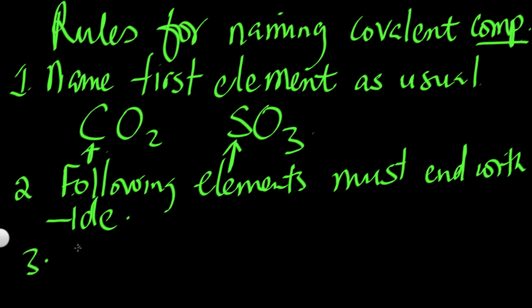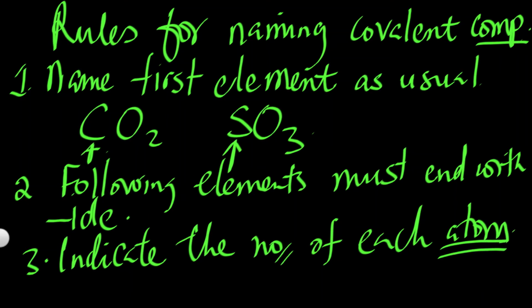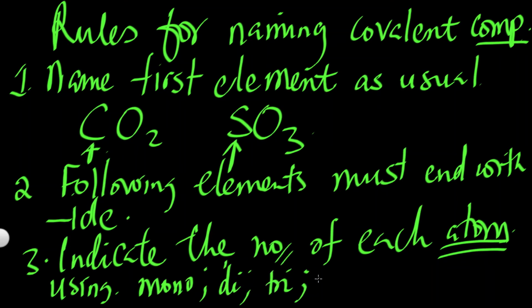Then, rule number 3, indicate the number of each atom. Sulfur is here. There's 1 sulfur. There are 3 oxygens. So we indicate the number of each atom using mono, di, tri, tetra, etc. Mono for 1, di for 2, tri for 3, tetra for 4, penta for 5, hexa for 6, hepta for 7, octa for 8, nona for 9, and deca for 10.